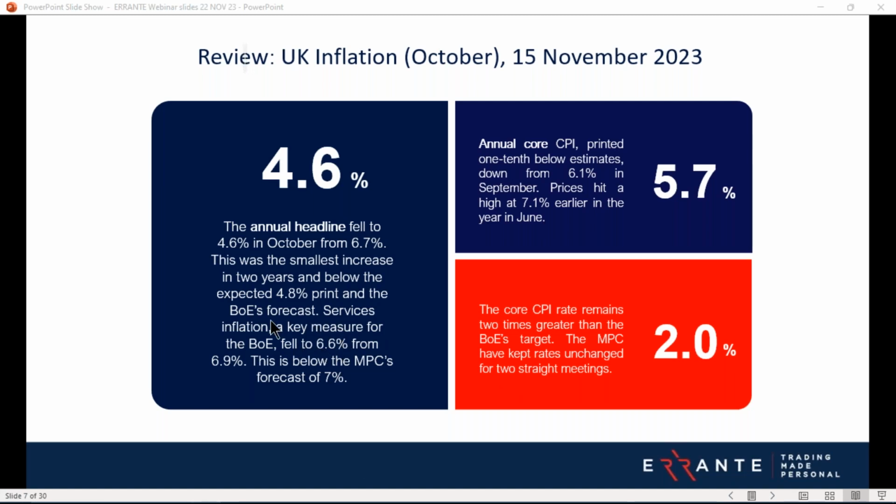And I've just got in here as well, services inflation, again a key measure for policymakers on the MPC, that fell to 6.6 from 6.9%, and well below the MPC's forecast of 7%. Core, just to touch on that again, fell to 5.7 from 6.1. Obviously the high earlier in the year was at 7.1%. So encouraging, although probably should say unlikely to change that much again before year end.